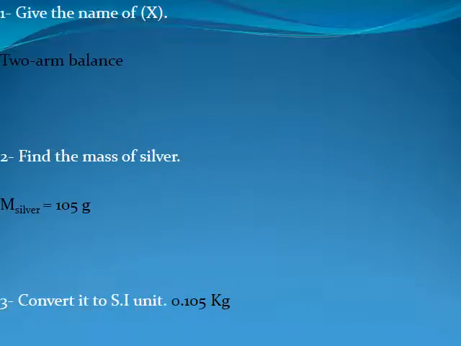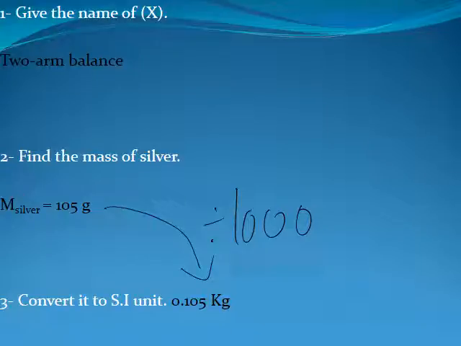So the name of the instrument X is called two-arm balance. Mass of silver, it's 40 plus 65, it will be 105 grams. Converted into SI unit, it's 105 divided by 1000, so it will be 0.105 kilograms.